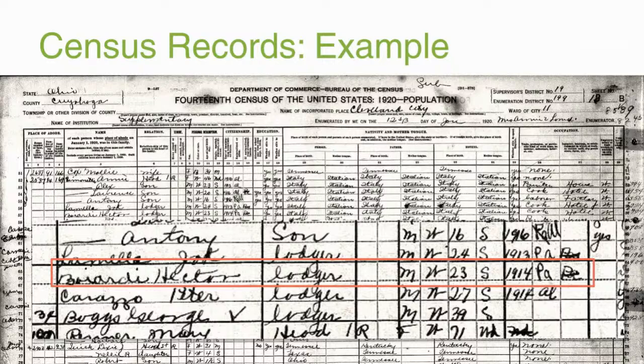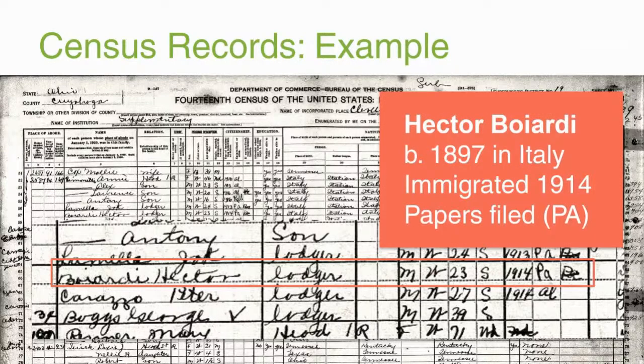But if you'll notice over on the right side, it indicates that he immigrated in 1914 and that he's filed his first papers. Again, naturalization has several pieces of the process, and he's done the first one. So that's what those numbers mean over on the far right side. But it also tells us he was born about 1897 in Italy, which is helpful as well.